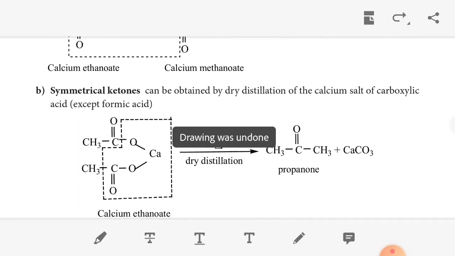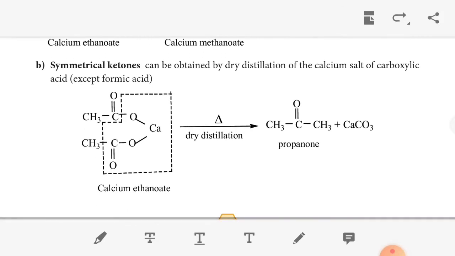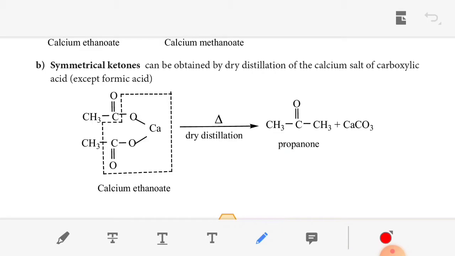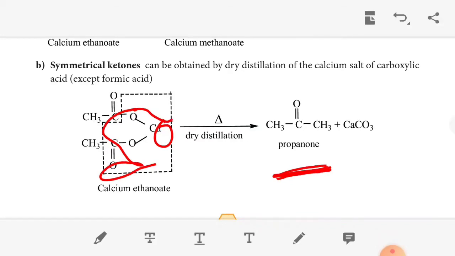Okay, the next one, symmetrical ketone. You know the meaning of symmetry: if you cut any molecule, you get equal halves. A symmetrical ketone can be obtained by the dry distillation of calcium salt of carboxylic acid, except formic acid. So here, calcium ethanoate, (CH3COO)2Ca. On dry distillation we get propanone, that is a ketone, remaining CaCO3, calcium carbonate.